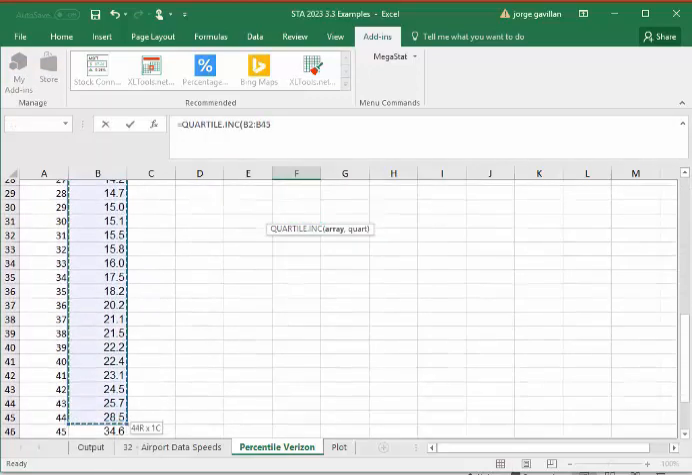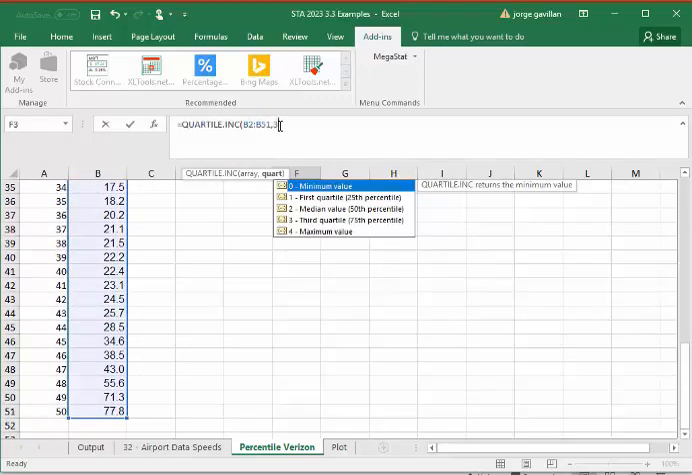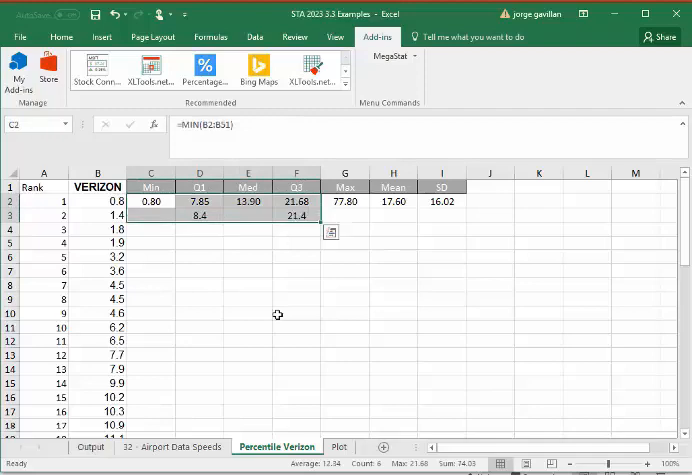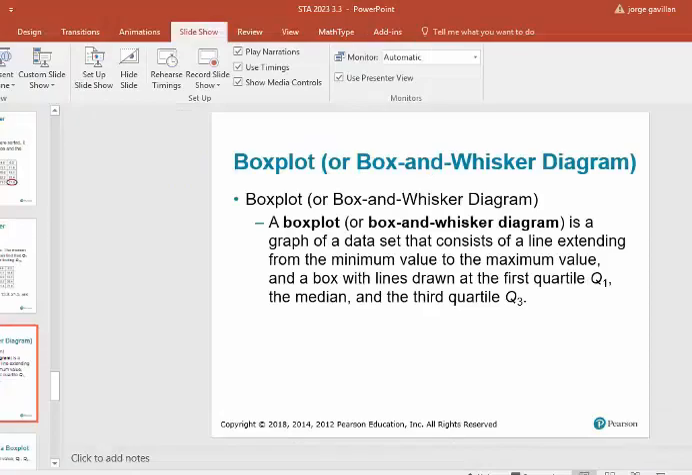And you can see that I get a different value. I actually get the same value that we got using Megastat. And I got 21.4. And so whichever way you do it, it doesn't matter. If you use the output, either one is okay. I'm not going to be grading you on the specifics of how you calculated those values.